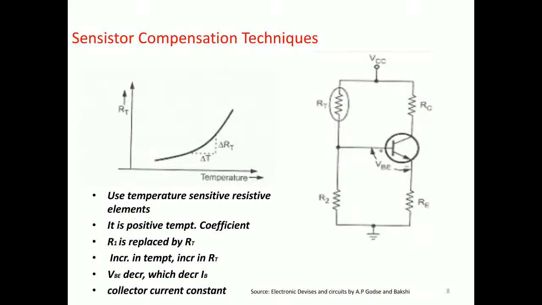Next we will go for another compensation technique called the transistor compensation technique. What is the difference between thermistor and transistor compensation? The thermistor is a negative temperature coefficient device, while this one is a positive temperature coefficient device. If you look at this diagram, if the temperature increases, the RT value increases. So it is a positive temperature coefficient. The slope of this curve is equal to del RT divided by del T.